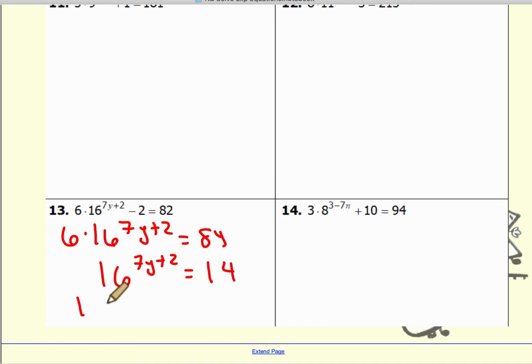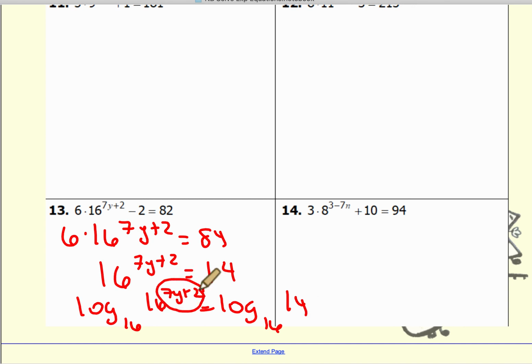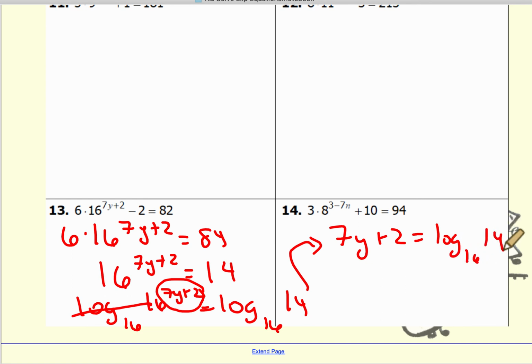And then I rewrite it as a logarithm. So log base 16 of 16 to the 7y plus 2 equals log base 16 of 14. So I know that I'm going to end up with just this because this becomes a 1. I'm going to rewrite it over here. 7y plus 2 equals log base 16 of 14. So now I'm going to subtract 2 and divide by 7. So I get y equals log base 16 of 14 minus 2, all over 7.